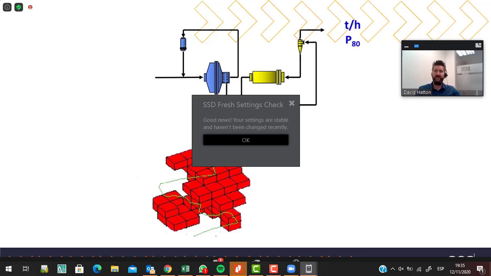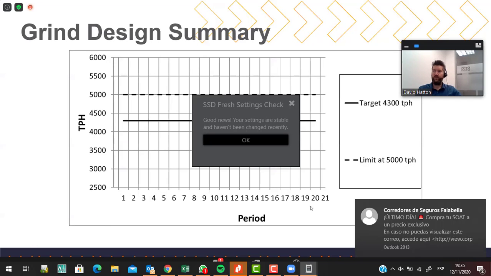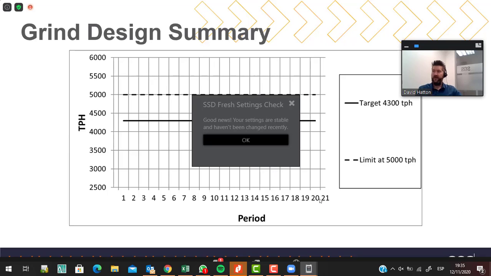So let's look at some things that we can do here. Here's a graph which is showing our production forecast for the next 20 years. We've got our tons per hour on the left-hand side axis, and our period over here. We've got our target. We're trying to get 4,300 tons per hour here, and we've got our limiting throughput. Now that would be the downstream process limit. So for instance, what's the limitation on the flotation circuit?